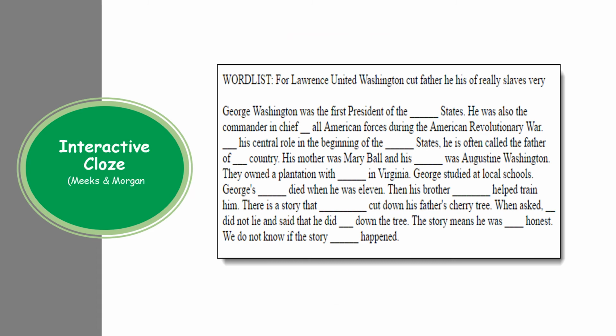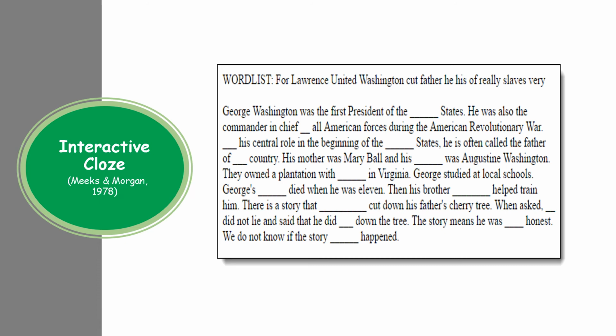Another one is the interactive cloze, where the teacher prepares a very short passage that the learners haven't previously read. The teacher will remove some words, ideally 10 to 15 word deletions only, depending on the length of the passage. However, you must remember that a good portion of the first and last sentences should be left intact.